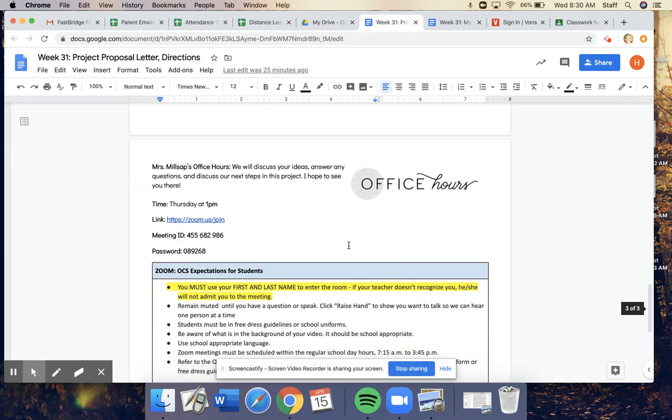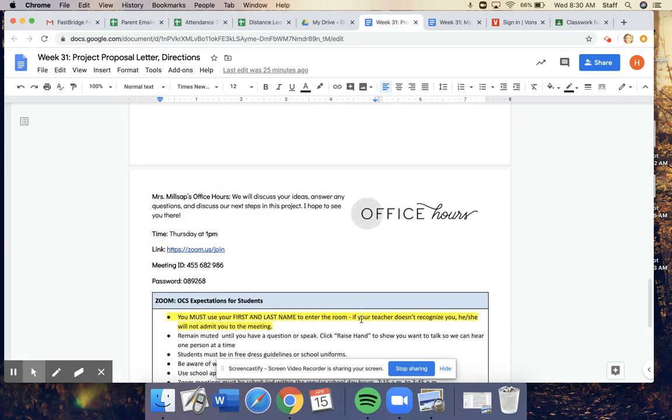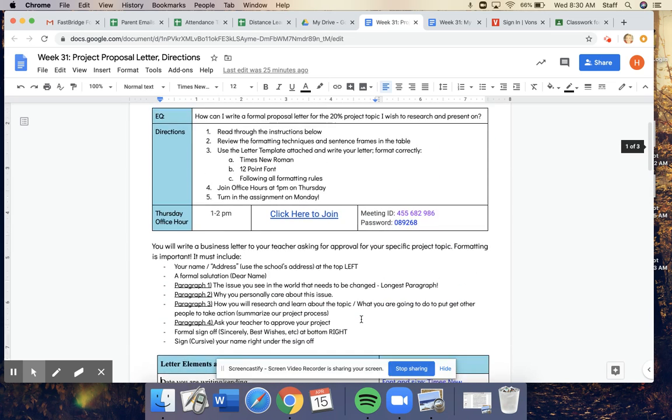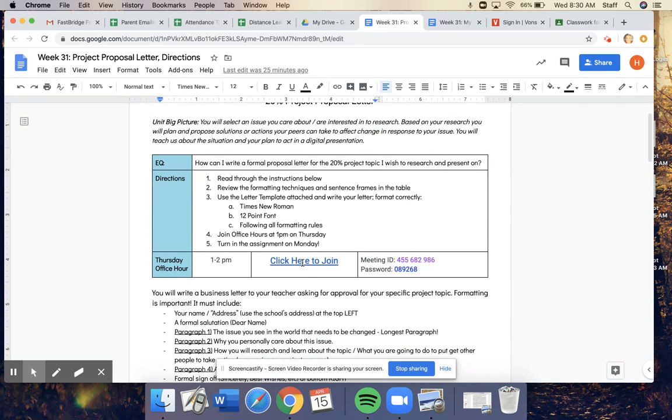And then, as always, the office hours information is at the bottom. It's also right here at the very top so that if you want to join, it's super easy. You don't need to scroll all the way down. Again, for office hours, you don't have to be there the entire hour. It's very low key. You don't have to turn on your camera. And if for any reason you need help, just email me. I would love to help you out.